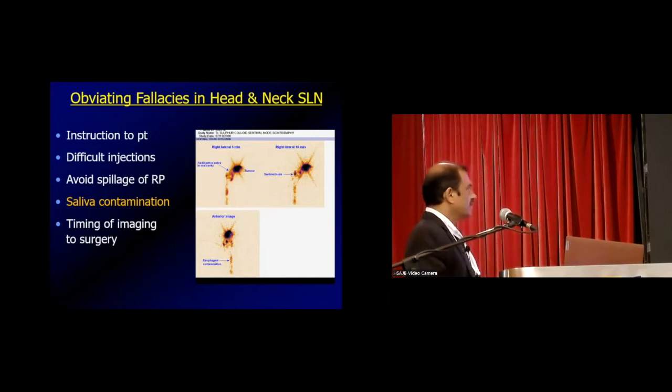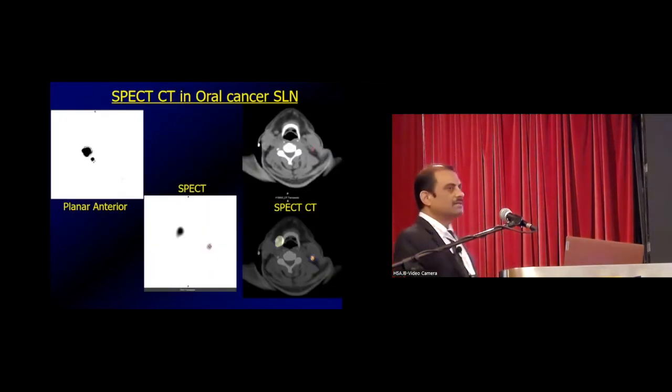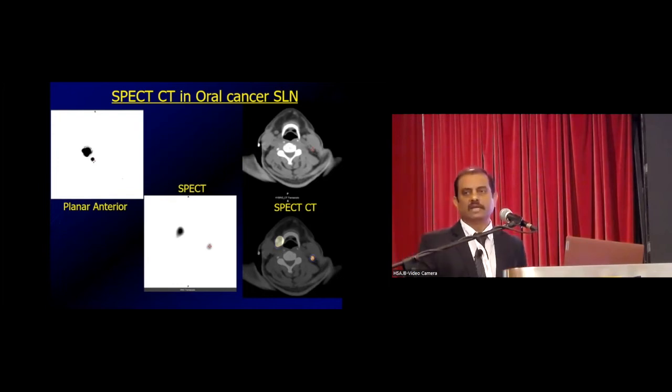So the patient is to be made to understand how to cooperate with our studies. Timing of imaging to surgery. We should not do the imaging too early, because there will be further transit of tracer and there will be too many lymph nodes. The surgeon can get more confused. That is where SPECT-CT helps.